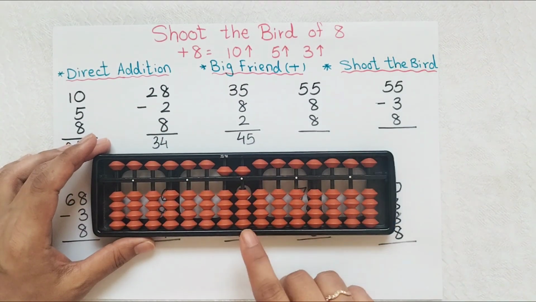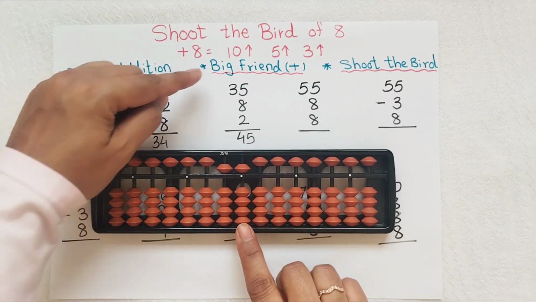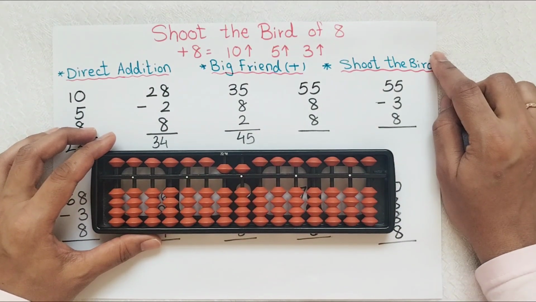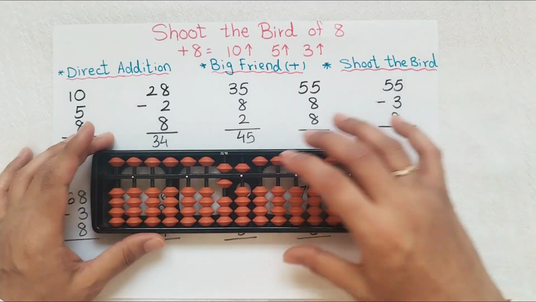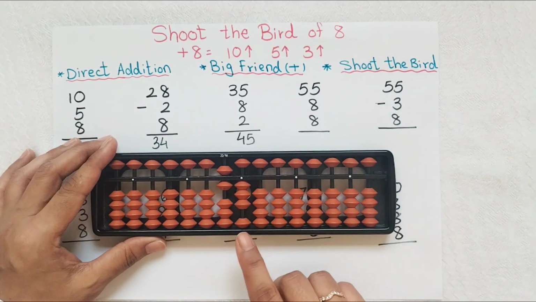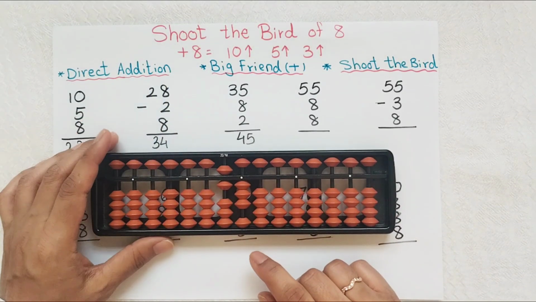Next one, 55 plus 8 plus 8. 55. Now plus 8. How would I do this? Direct addition, I cannot do it. Big friend addition also, I cannot use. So I have to use the shoot the bird technique. That is 10 up, 5 up, 3 up. Now again plus 8. How will I do? Direct addition, I cannot do. Can I do big friend addition?